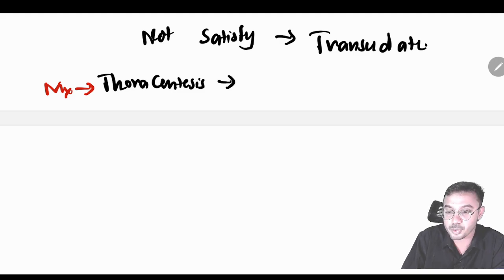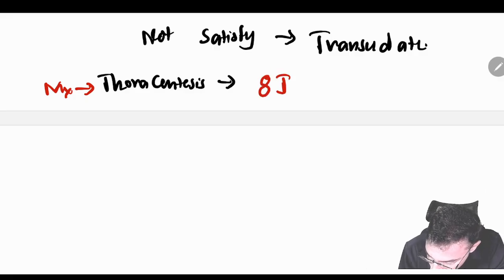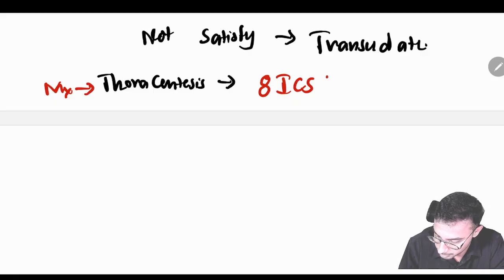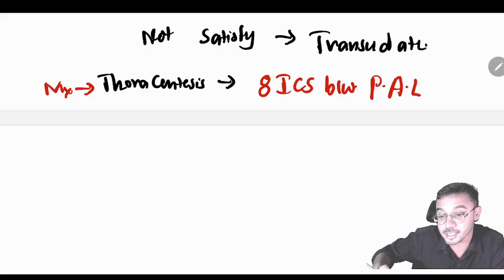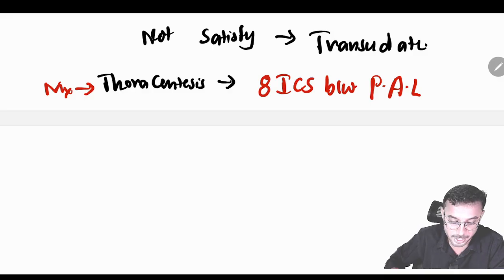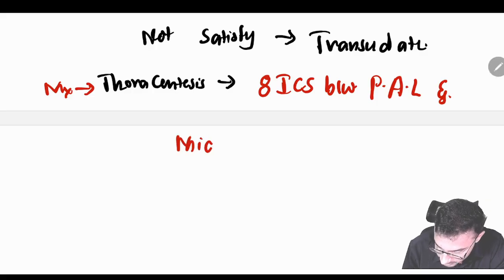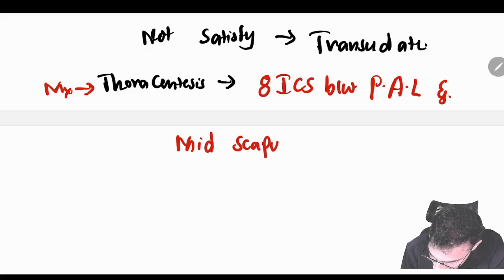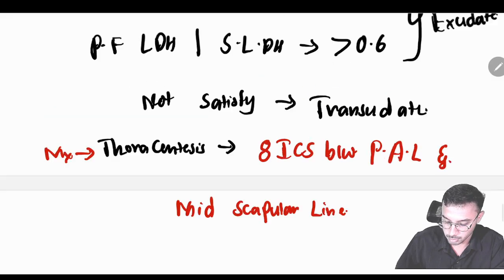So what I am going to do, I am going to put the needle on the 8th intercostal space between the posterior axillary line and the mid scapular line. PAL is nothing but posterior axillary line. Okay, so this is the site for thoracocentesis or pleural tapping.